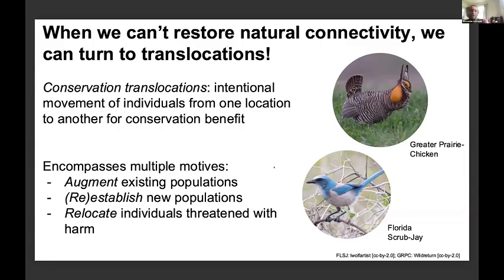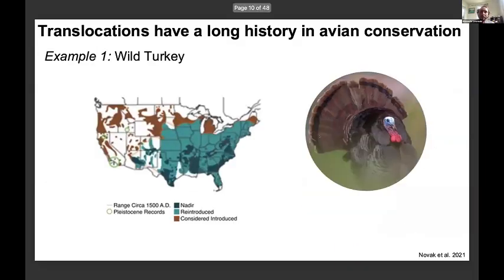And so one of the goals of this talk is to make you more broadly aware of this conservation practice, and also to let you know that we are reaping the benefits of this conservation approach in Minnesota and across the US and across the world. So a couple examples of this that you may or may not be aware of: the wild turkey has benefited a lot from conservation translocation.